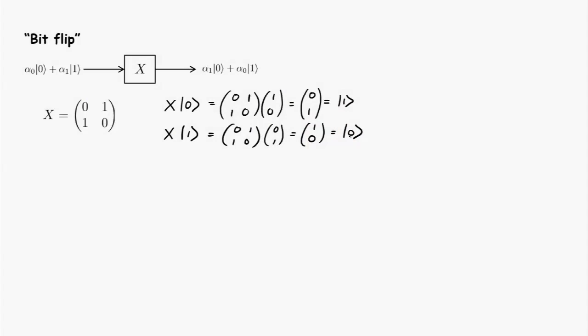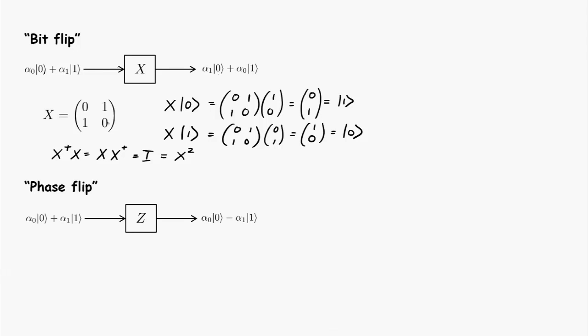Now, there's one other thing we must do before we call this a quantum gate. We've got to verify that X is a unitary transformation. So what we must do is verify that X dagger X equals X X dagger equals the identity. What's X dagger? Well, X dagger is X itself. So we must verify that X squared is the identity. That's an easy thing to do. It's a good exercise for you.